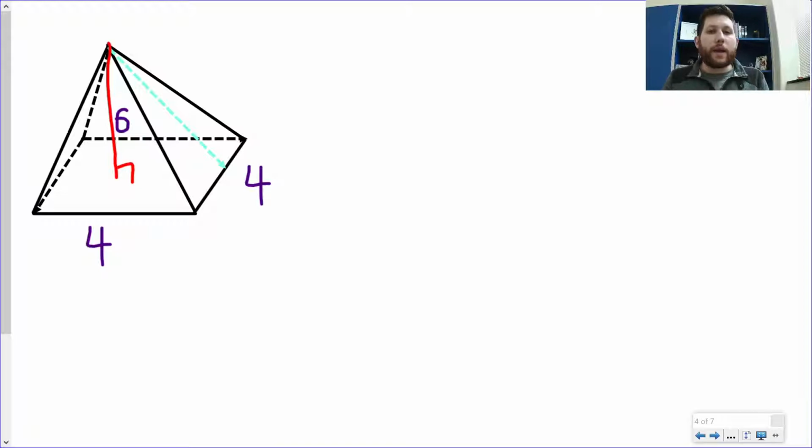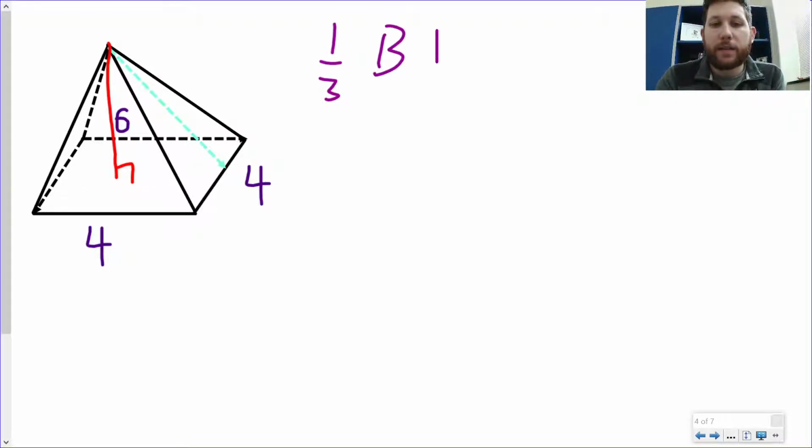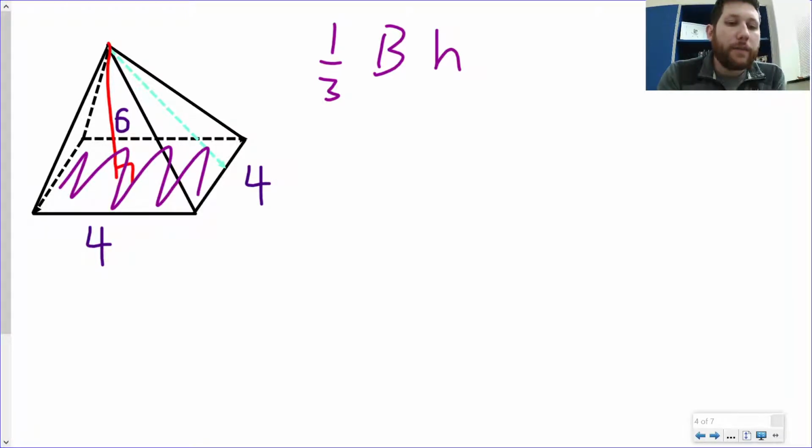All right, so let's go ahead and solve for some volumes here. So let's deal with the volume on this problem. I want 1/3 times the area of the base times the height. So notice the area of my base here is a square, so that's going to be 4 times 4. So 1/3 times 4 times 4.